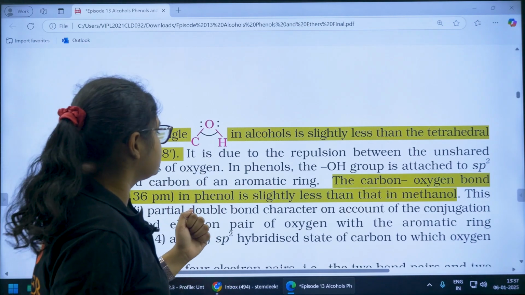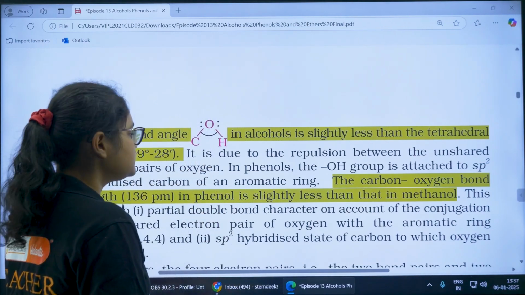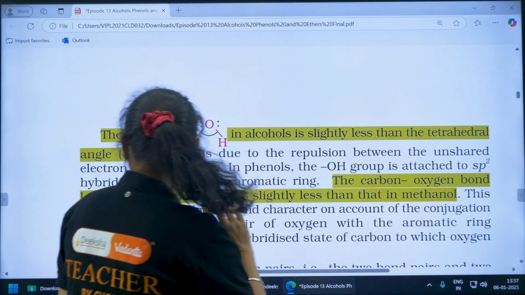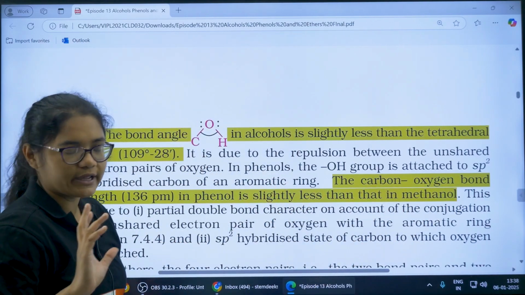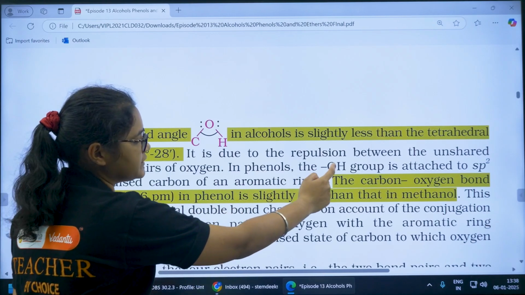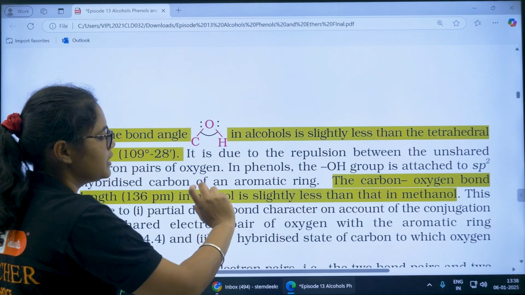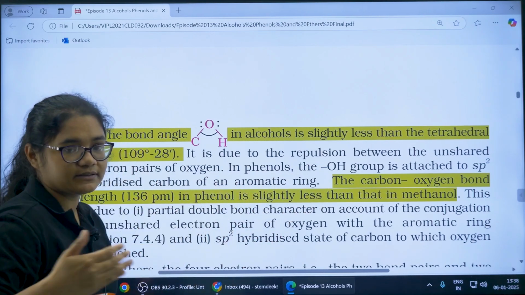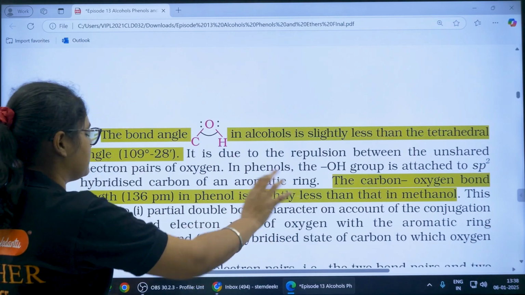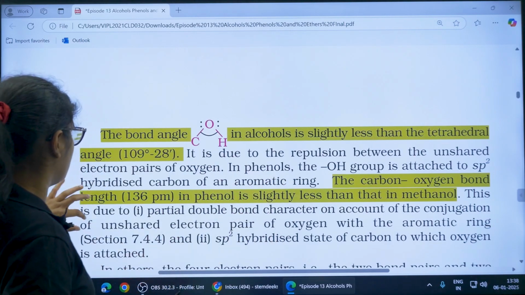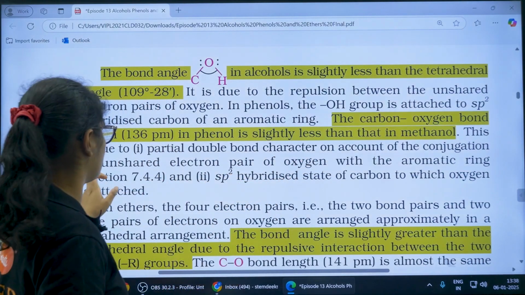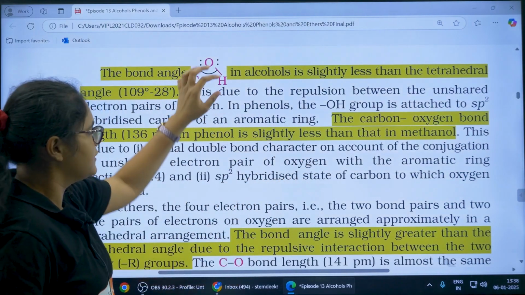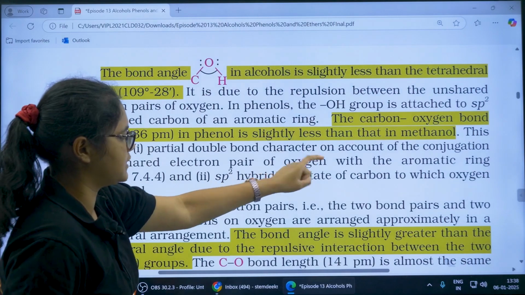Next, the question here is, the carbon-oxygen bond length in phenol is slightly less than that in methanol. This is because in phenols sp2 carbon is used, whereas in alcohols sp3 carbon is used. So this can be another question. This is also due to the partial double bond character on account of the conjugation of the unshared electron pair. So this question's answer is this one, and that question's answer is that one.